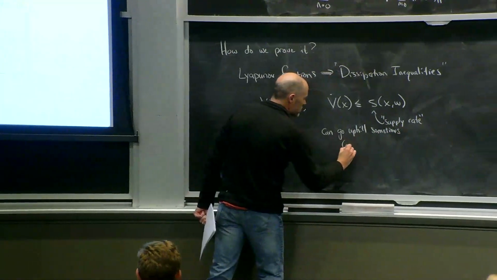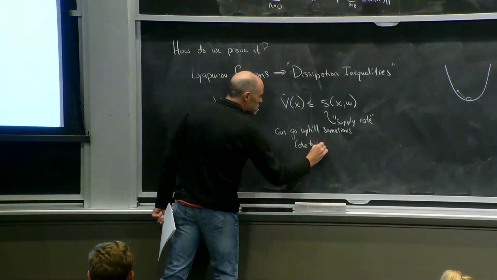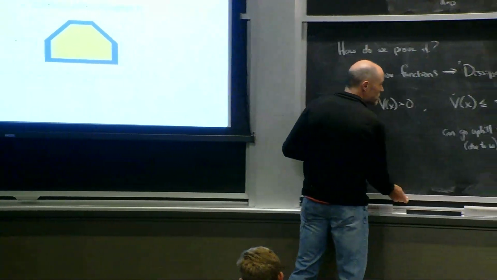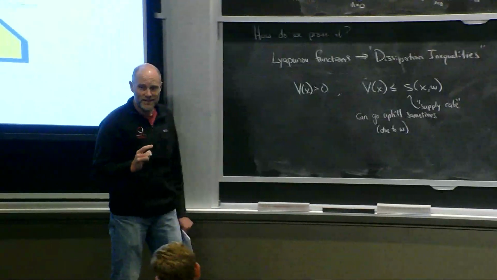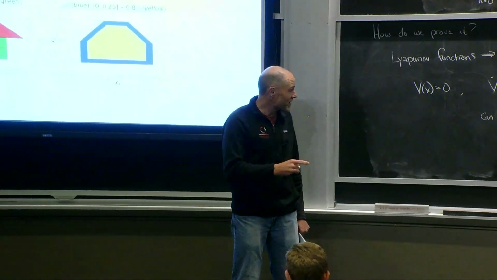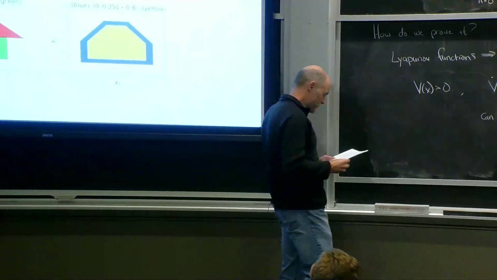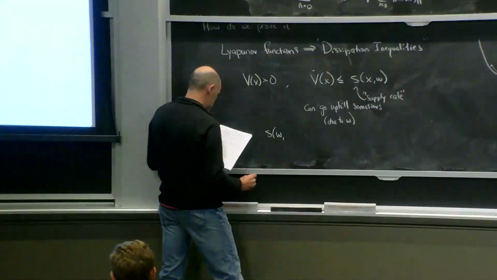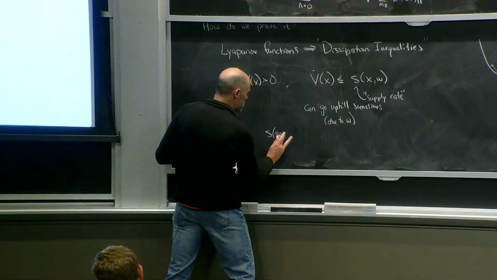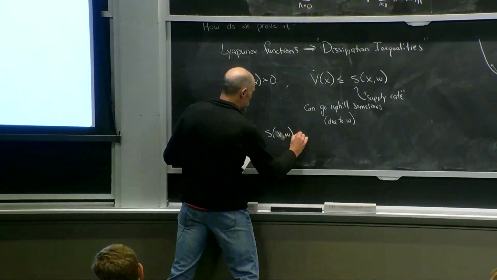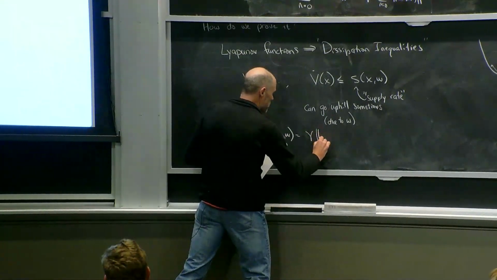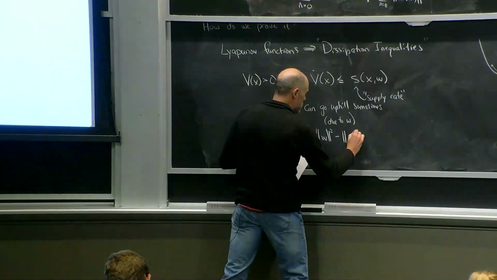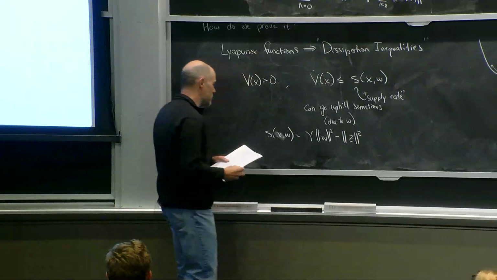And the intuition is due to w. But it turns out there's particular choices of supply rates, which even if you go uphill like that, you can still make strong statements. Okay, so the one we'll use today is if I choose my supply rate to be something like this, okay?